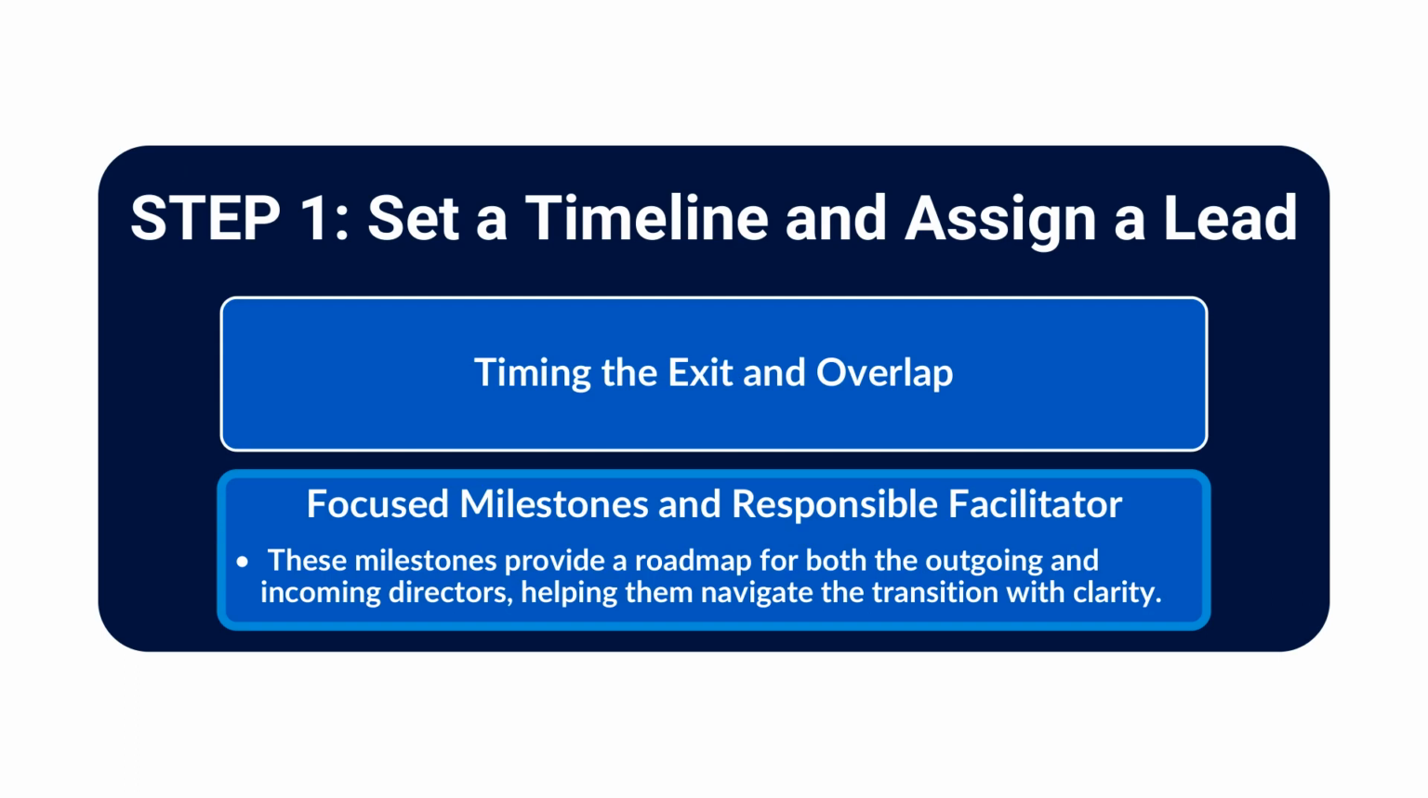To keep the transition on track, it is essential to establish a set of focused milestones that guide the process from start to finish. These milestones provide a roadmap for both the outgoing and incoming directors, helping them navigate the transition with clarity. Assigning a responsible facilitator, such as the owner, a board member, or a senior staff member, to oversee and support the transition ensures that the process remains organized and effectively managed.